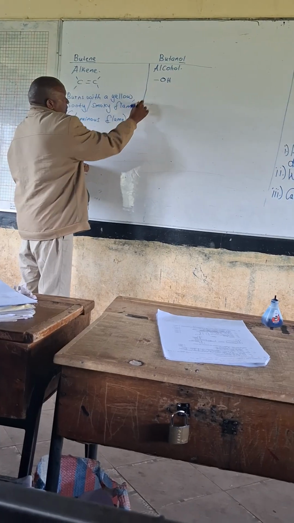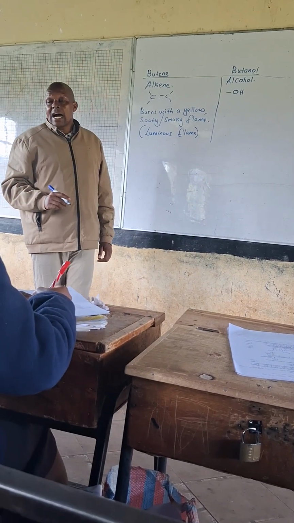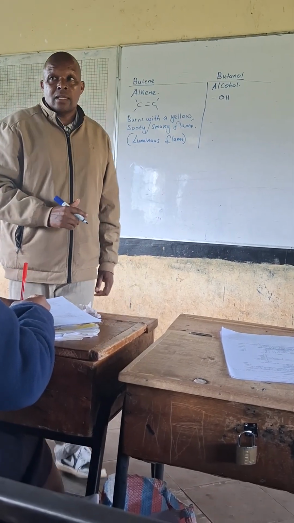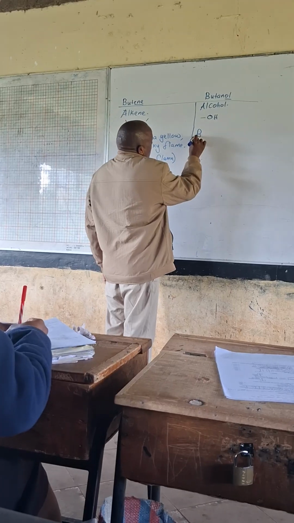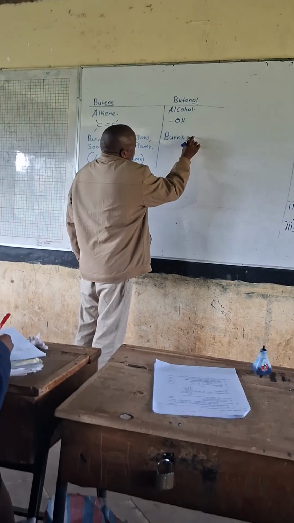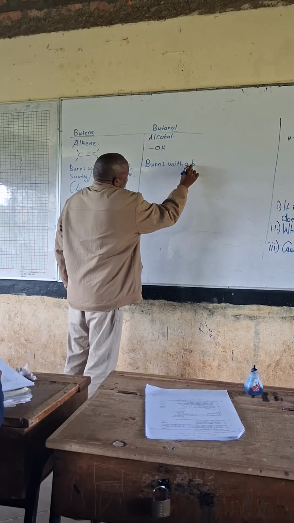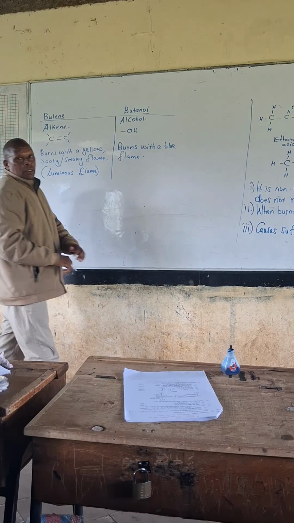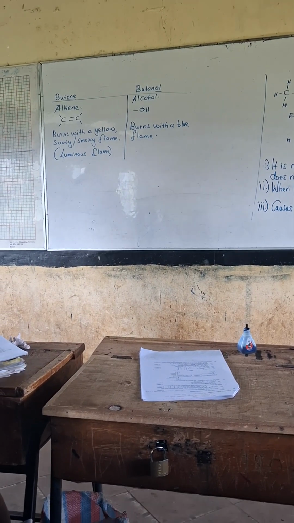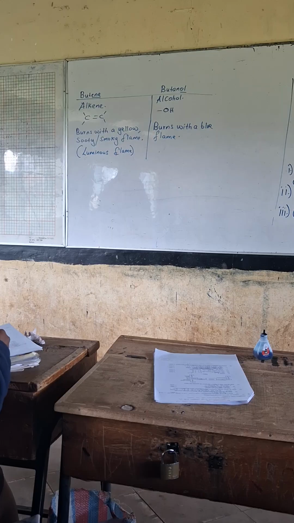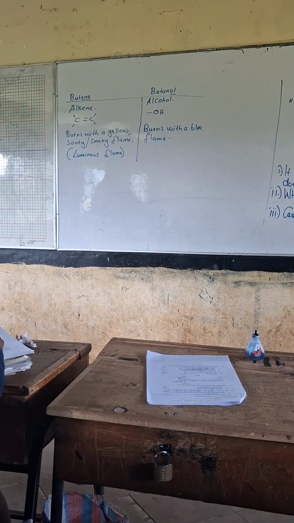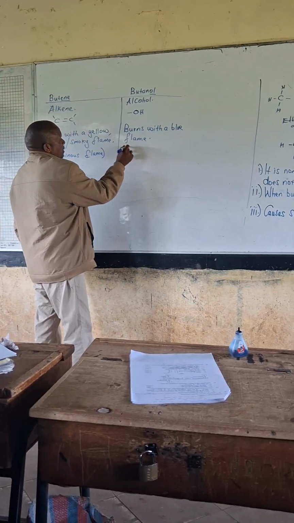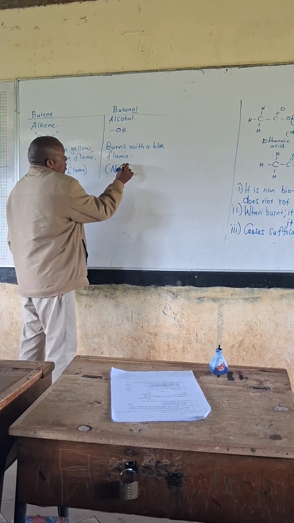What about butanol? Butanol, on the other hand, will burn with a blue flame. So this one burns with a blue flame. A blue flame is not luminous. It is non-luminous. It is not bright. It does not produce a lot of light. So this one burns with a non-luminous flame.